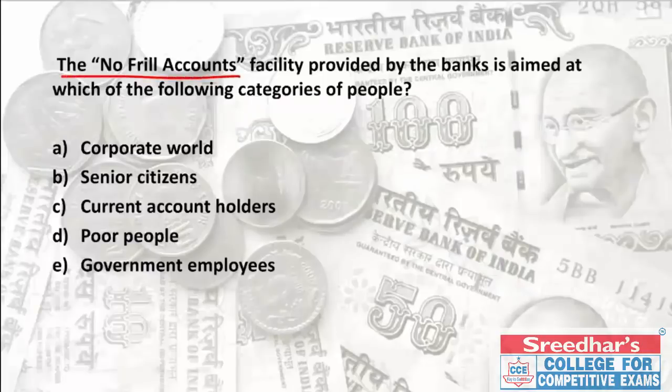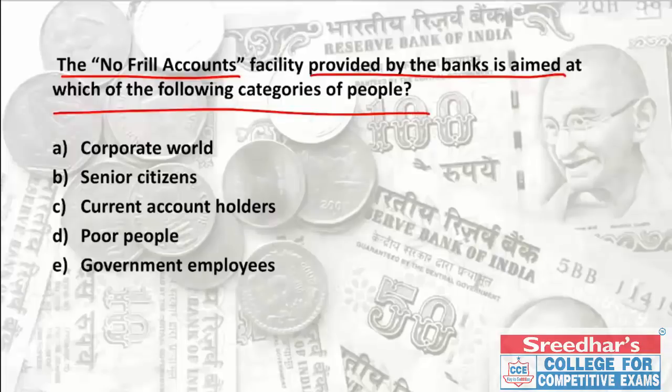The No-frill Accounts facility provided by the banks is aimed at which of the following categories of people? Poor people. The No-frill Accounts means zero balance accounts. They are opened for poor people. It is aimed at opening bank accounts for poor people.